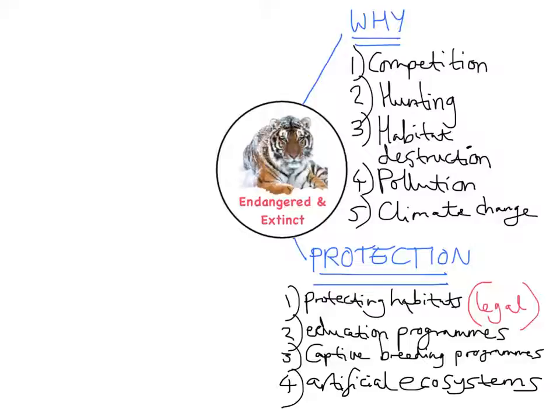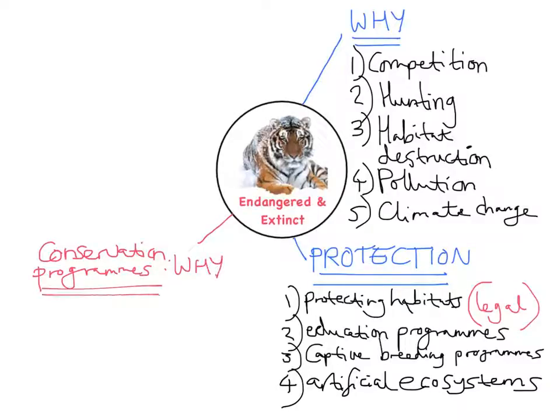ecosystems. So we've said why certain organisms are becoming endangered and extinct, and we've said how it's possible to offer some element of protection. Now we need to think about reasons for having conservation programs. Why would we try and conserve such organisms? So I'm going to do this side in red over here. So we're going to look at the why of conservation programs.